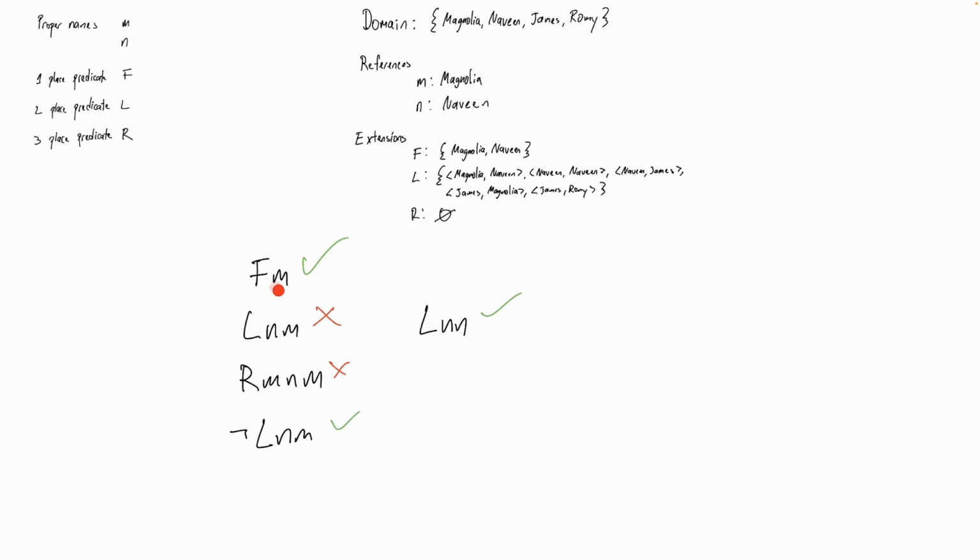Because FM is true and LNN is true, the conjunction FN and LNN is also true. The disjunction not LNM or RMNM is true on this valuation because the first disjunct is true, and so on and so forth. Finally, we have universally and existentially quantified formulas. Let's start with a simple example like for all x Fx.